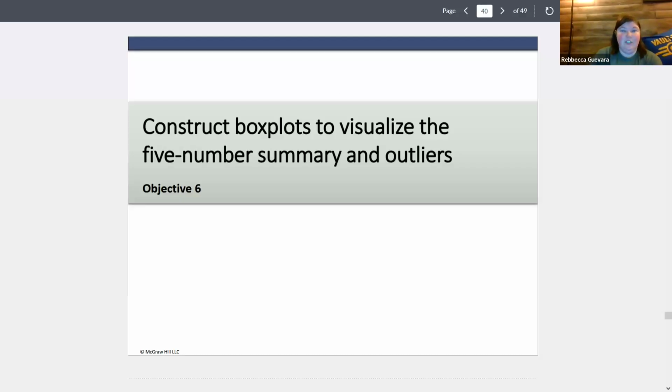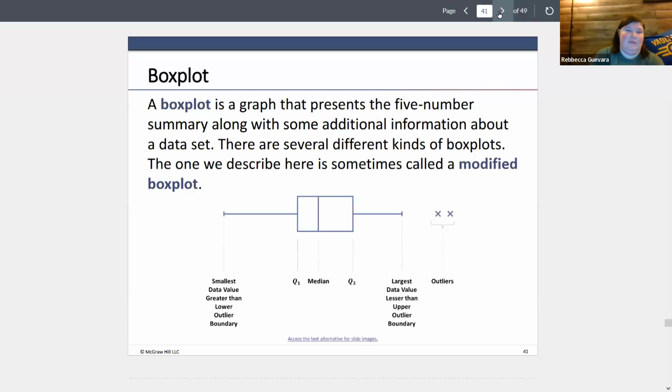Okay, so we are on to box plots. A box plot is going to use that whole 5-number summary. A box plot is a graph that represents the 5-number summary along with some additional information about the data set. There are several different kinds of box plots. The one that we describe here is called a modified box plot.